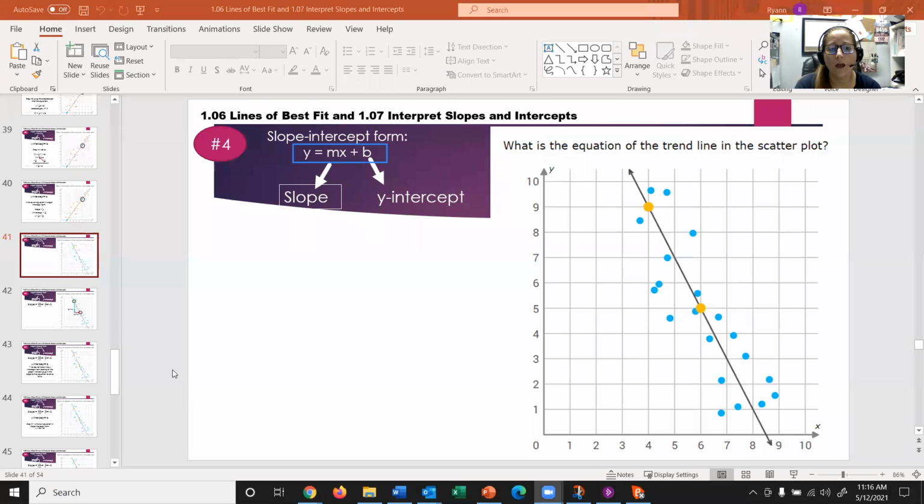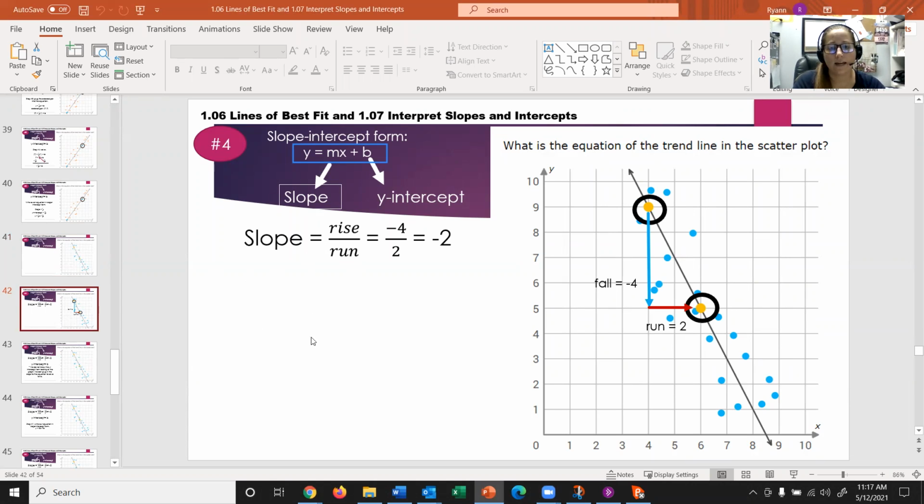Okay. Now, looking at this example, this is an example that's right from IXL. In this case, they have the trend line drawn for you. We have the blue points, which are from the scatter plot, okay? And then the yellow points are the two points that they have selected as the ordered pairs on this trend line. These yellow points are going to be very important when you go to find the y-intercept of this line.